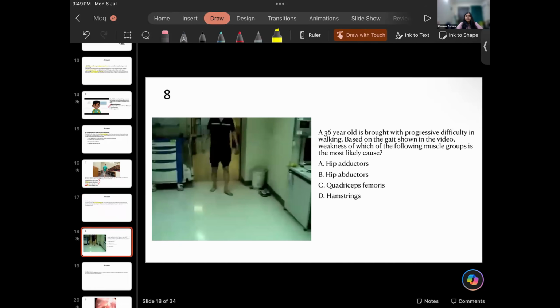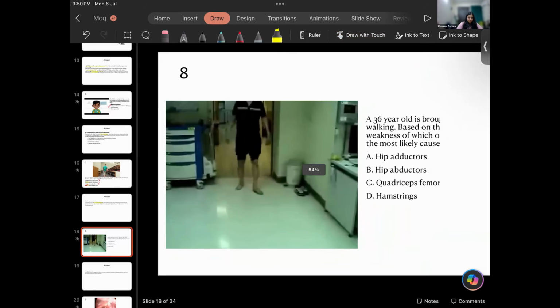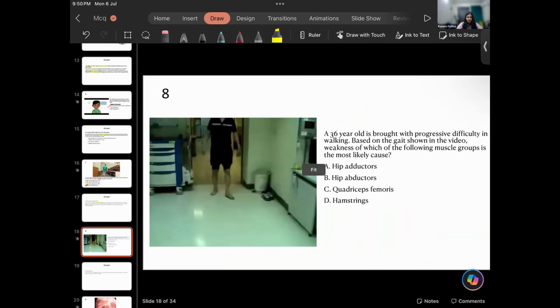Similarly, as I told, when there is a bilateral weakness of the pelvis, it would lead to a waddling gait, and a unilateral weakness would lead to a Trendelenburg gait. So we will go through the same type of question once again. Let us see the video and read the question.